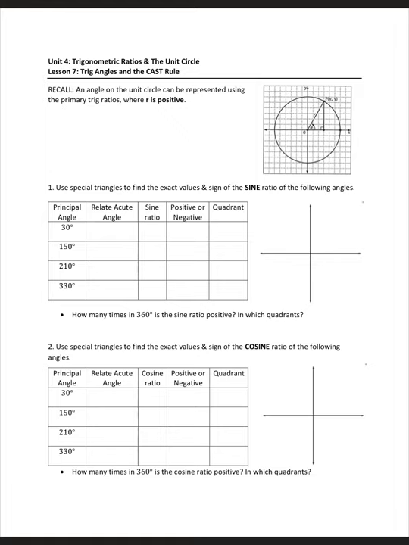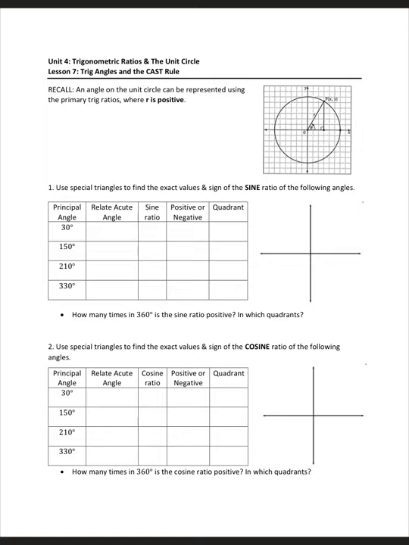Good morning, everyone. Today we're looking at Unit 4, Lesson 7, Trig angles and the CAST rule. So we're going to continue exploring those angles on the Cartesian plane from 0 to 360 degrees. But today we're going to look at how do we know when those trig ratios are positive or negative, and in which quadrant they are positive and negative.